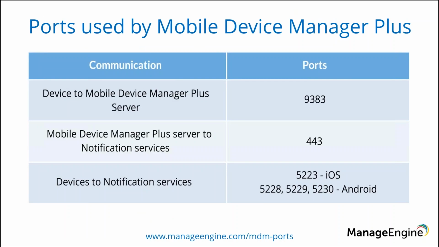And now for the ports used by the Mobile Device Manager Plus solution. Again, if you are on the cloud solution, all you need is just port 443 to access the console. Apart from that, all the other communications and the ports would be taken care of by us. But if you are an on-premise user, then the most important port that you would have to allow in the Mobile Device Manager Plus service would be port 9383. So it's an inbound port so that your devices can reach out to the Mobile Device Manager Plus server itself.